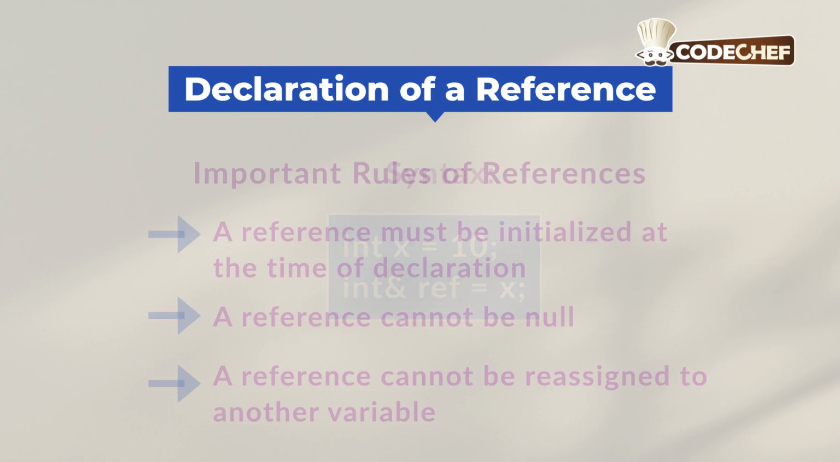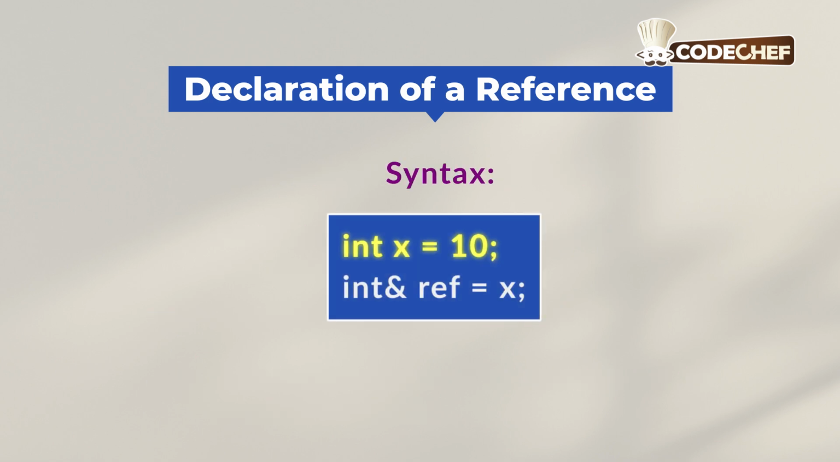Now syntax. int x = 10; Here x is a variable that has the value 10. int& ref = x; Now ref is a reference to x, so both ref and x point to the same memory location and there is no separate storage for ref. Now let us go to the CodeChef platform and see how to use the concept of references in C++.